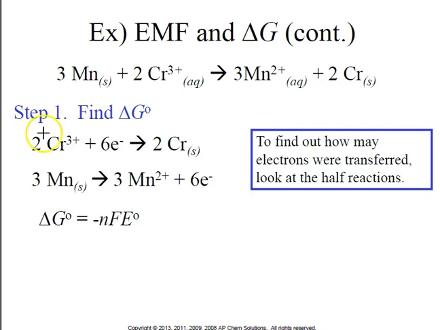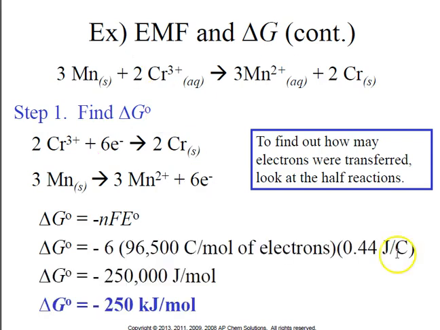Okay, and they're showing that again here on this later slide. This one got multiplied by 2, so there's 6 electrons. This one got flipped and multiplied by 3, so there's 6 electrons. So the 6 electrons that cancel is your N value, not 12. Okay, 6 were lost, 6 were gained, 6 were transferred. So 6 is our N value.